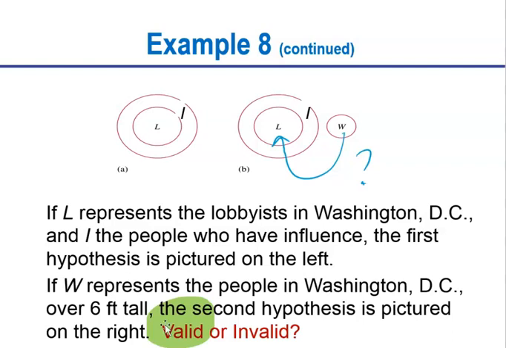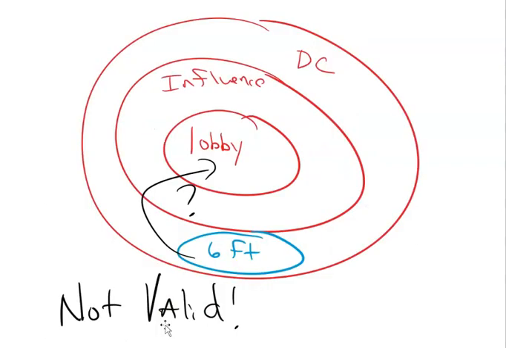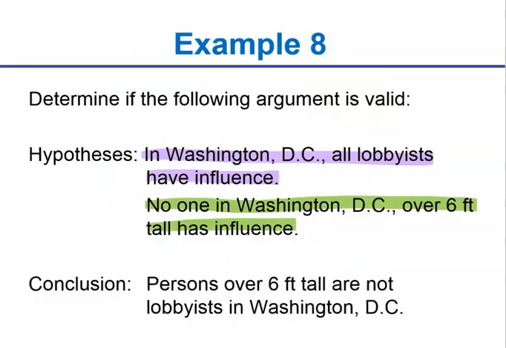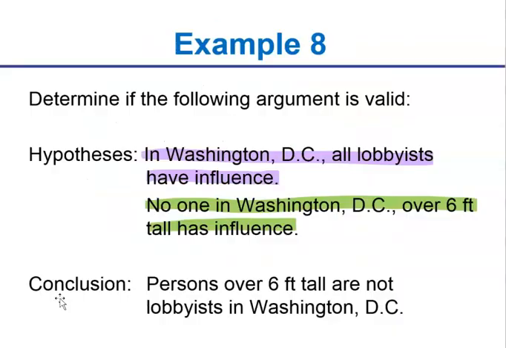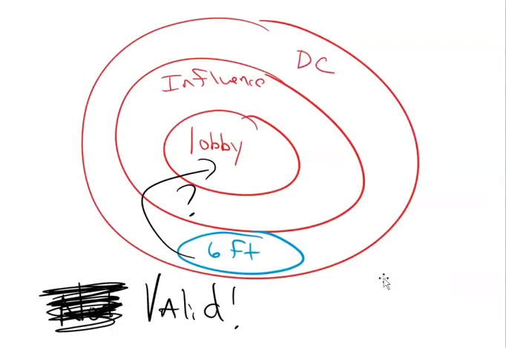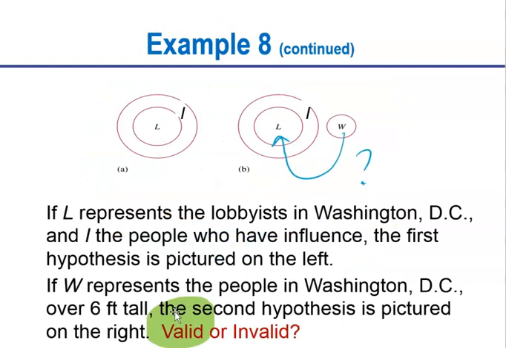Okay? Oh, look, back up. I said it wasn't valid. Persons over 6 feet tall are not lobbyists. Okay, actually, my bad. And I didn't mean to contradict myself. I'm so sorry. I don't mean to confuse you. It's valid. What I ignored when I said it was not valid, it said persons over 6 feet tall are not lobbyists. And my circle completely shows that the 6 feet tall people did not fit inside the lobbyist people. So this is valid, which does match what we have over here too.